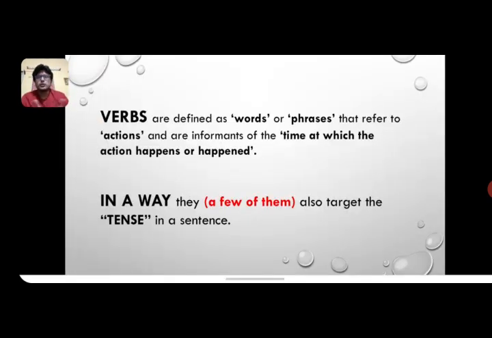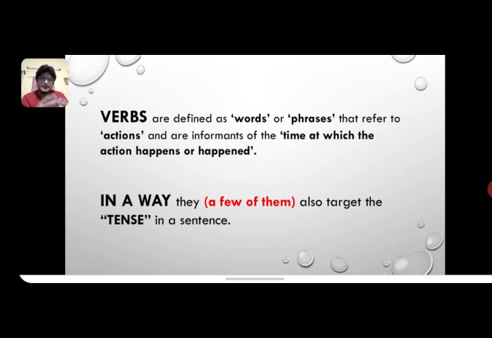So verbs are simply defined as words or phrases that refer to actions and are informants of the time at which the action happens or has already happened or will happen. Okay, so informants. I could have also written this as "and inform us about the time at which the action happens". So this is where you have to develop your vocabulary. I did not use that entire phrase; rather, I chose to write a precise word called informants. In a way, "they" here refers to the term verbs, but not all of them, of course.